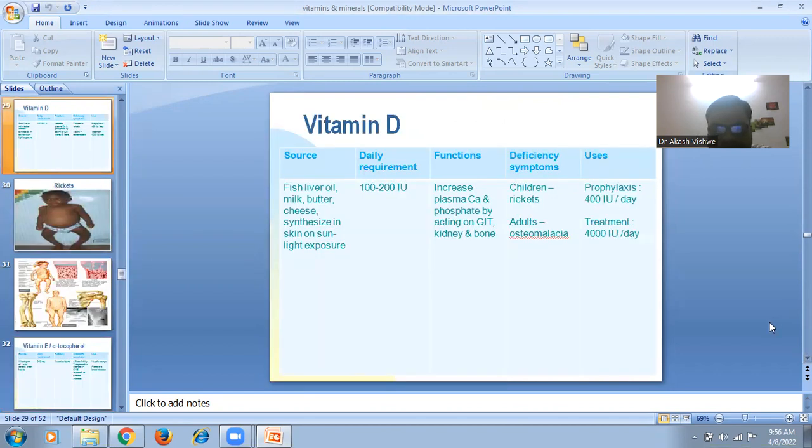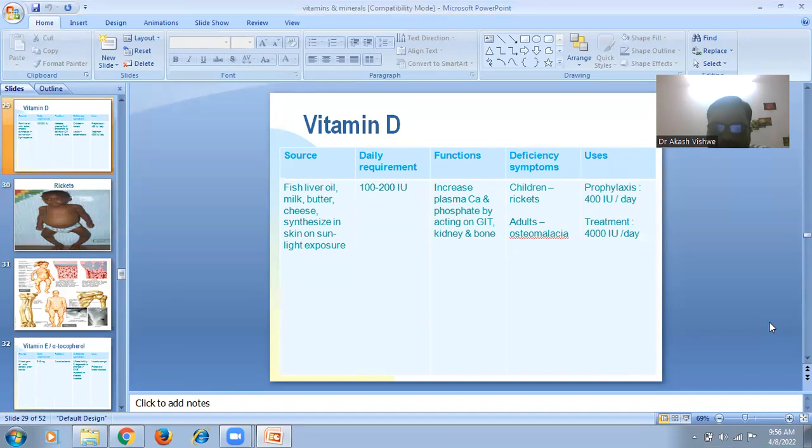Now, another vitamin we have is vitamin D. The sources of vitamin D are fish liver oil, milk, butter, cheese, and it is synthesized in the skin on sunlight exposure. That means if you work in sunlight in the daylight properly, you will be well supplied with this vitamin. There will be no deficiency. The daily requirement of vitamin D is 100 to 200 international units.